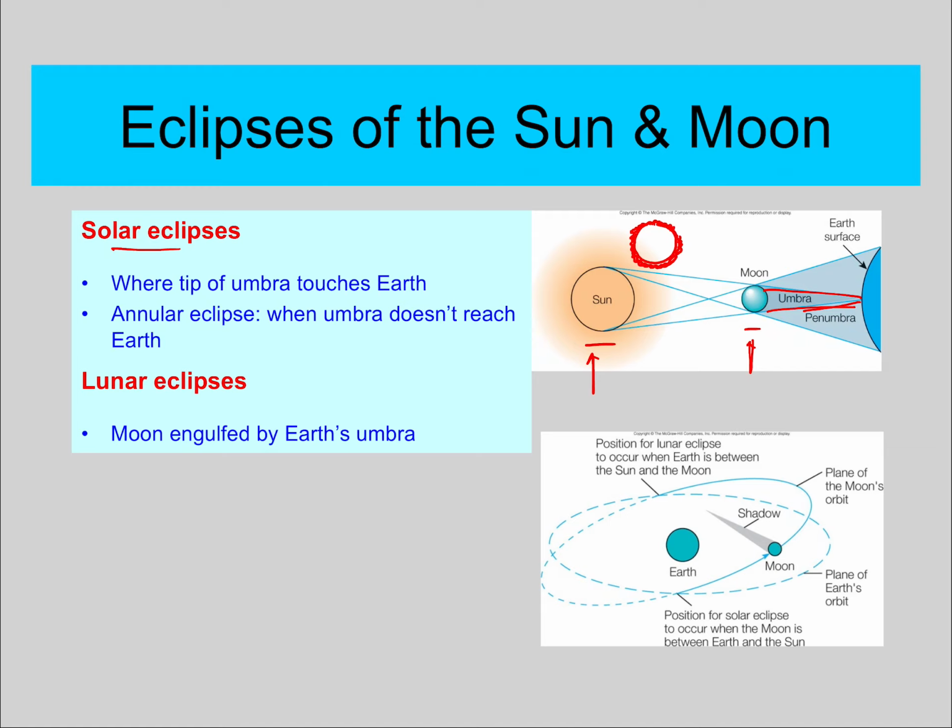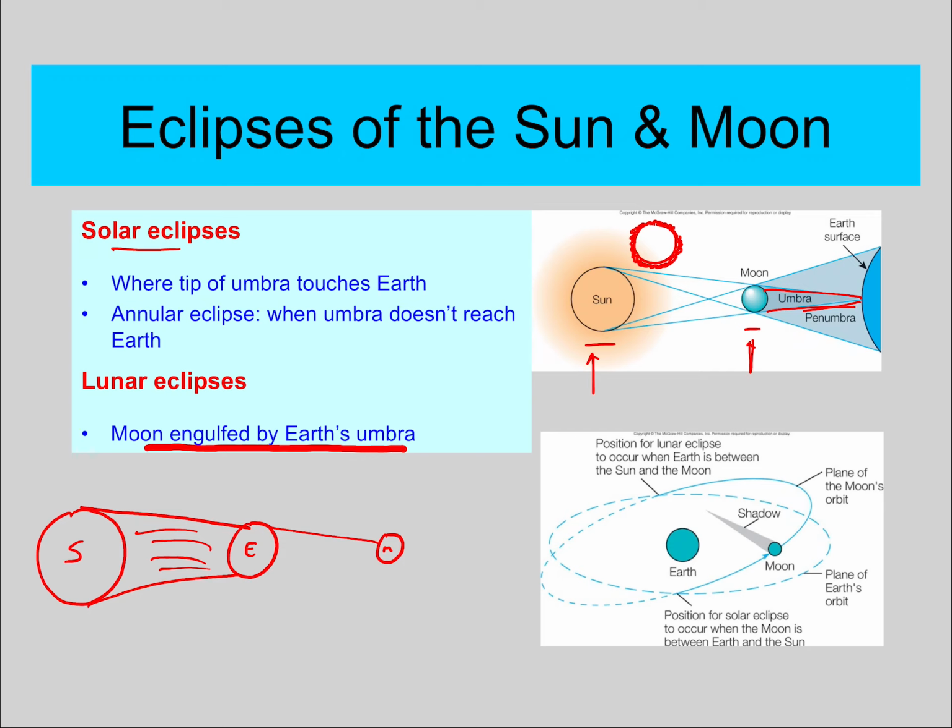The lunar eclipse, on the other hand, is where the moon is going to be engulfed by the Earth's umbra. And so the way that this works is it's the sun, and then we have the Earth, and then there's the moon. And the Earth and the sun have to be perfectly lined up to where all of the sunlight is blocked by the Earth, and the only thing that is hitting the moon is shadow, which is kind of what umbra is, a shadow. So more likely to see a lunar eclipse.